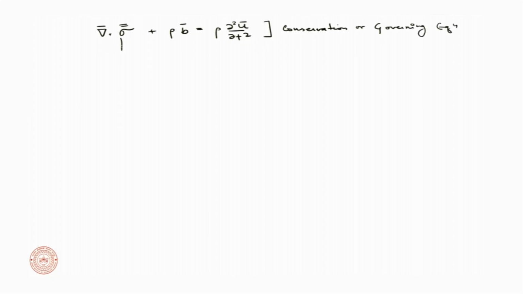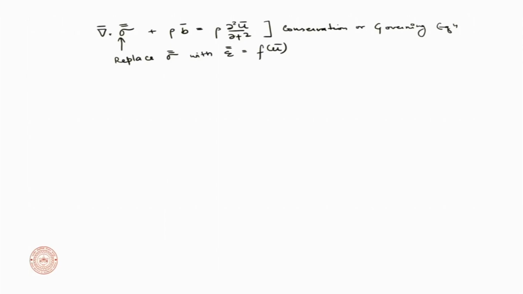So we need to replace this sigma with strain, which is a function of the displacement. So we are replacing the stress with the strain, and the strain is related to the displacement. So we can have one equation of displacement, and that will be our Navier's equation.